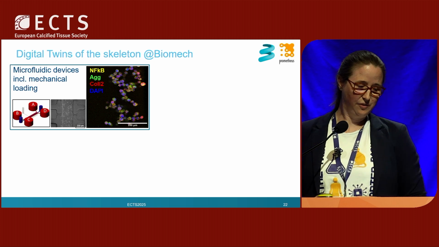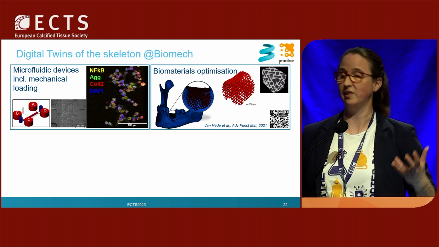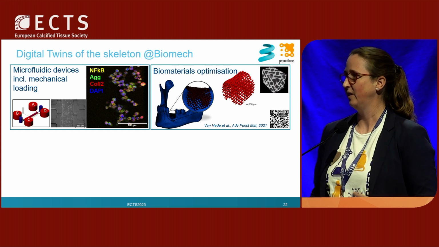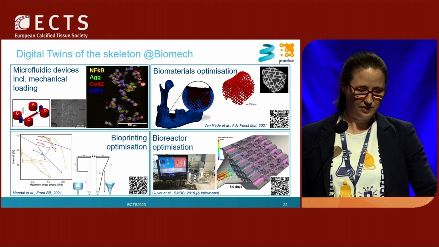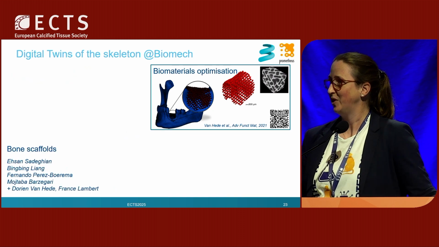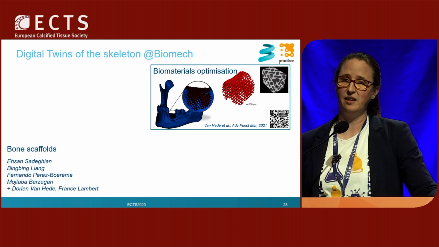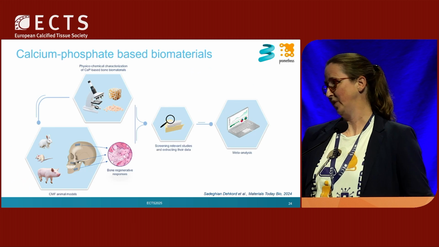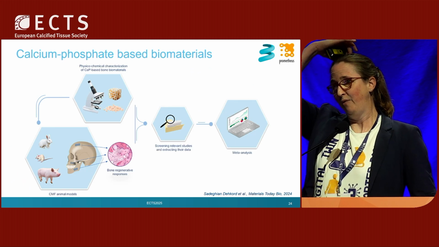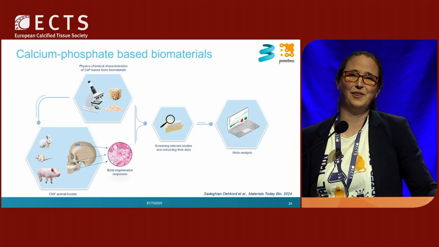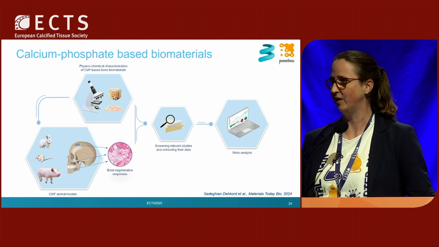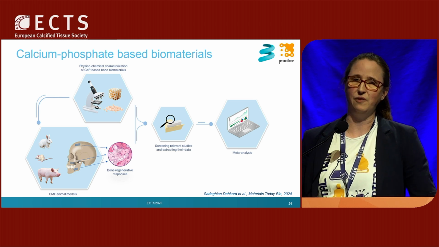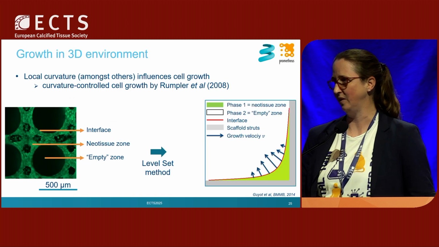Another series of experiments is, for instance, devices: looking at microfluidics, biomaterials, bioprinting, and bioreactors. If I focus for a bit on the biomaterial optimization, what we did there is work on bone scaffolds, or bone tissue engineering. If you look at the literature, there are a lot of calcium phosphate-based biomaterials, and the same now with the hydrogels that are coming up, with a lot of different factors that are influencing the process.